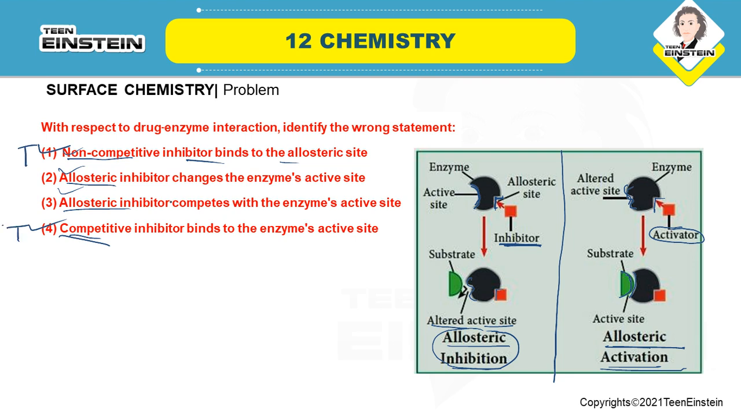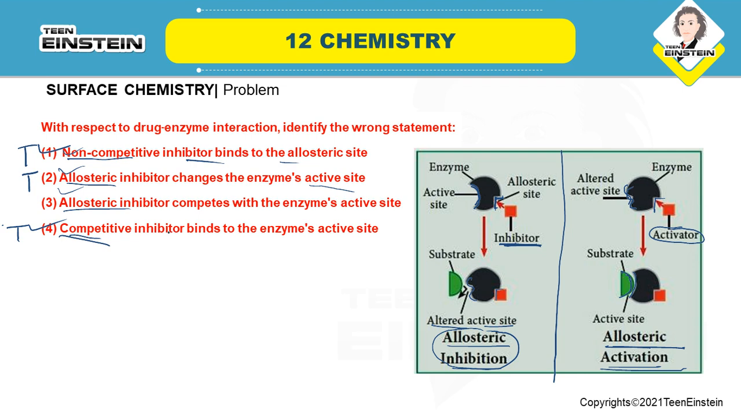Second statement, allosteric inhibitor changes the enzyme active site. Now this is also true. In their process of disturbing the substrate, they are changing the shape of the active site. So now the substrate cannot recognize. Substrate means drug. So this statement is also true.